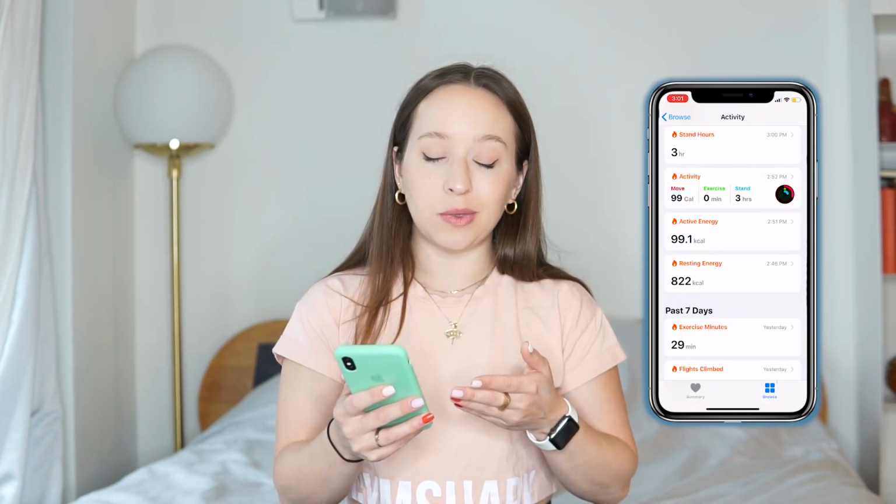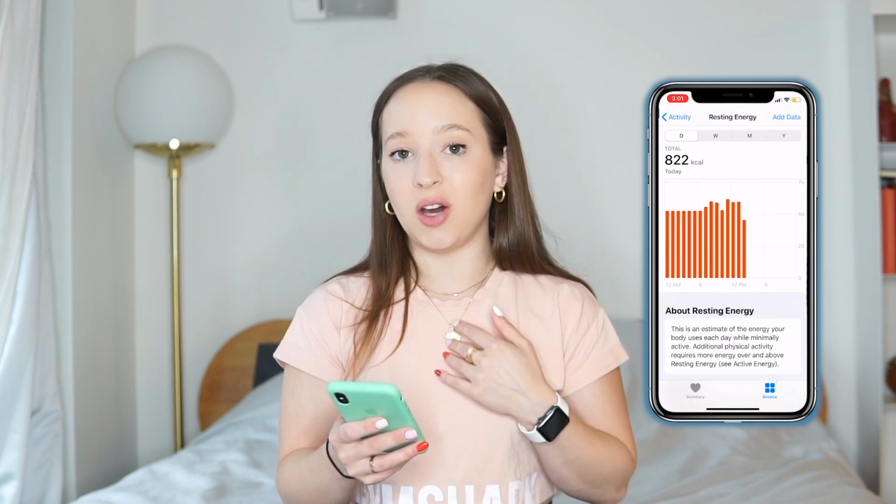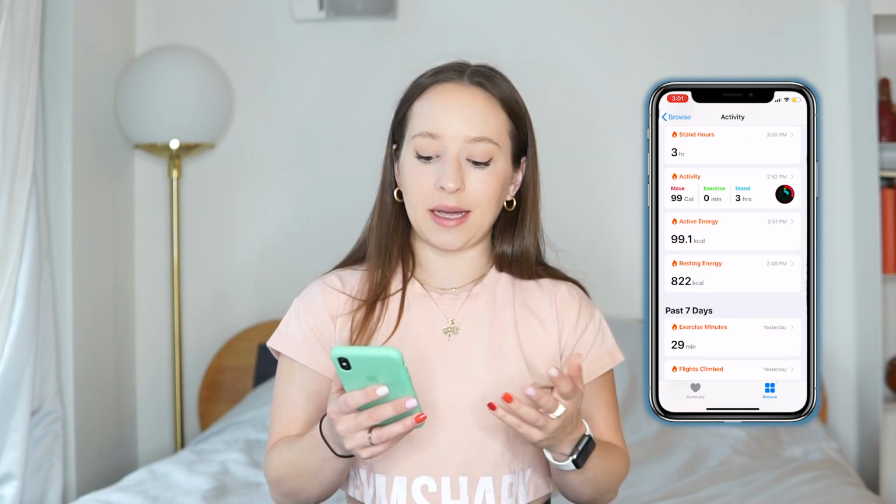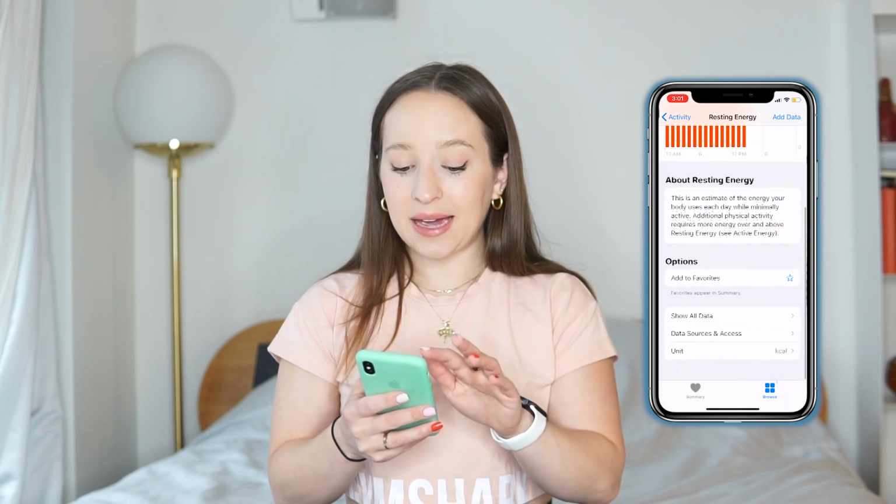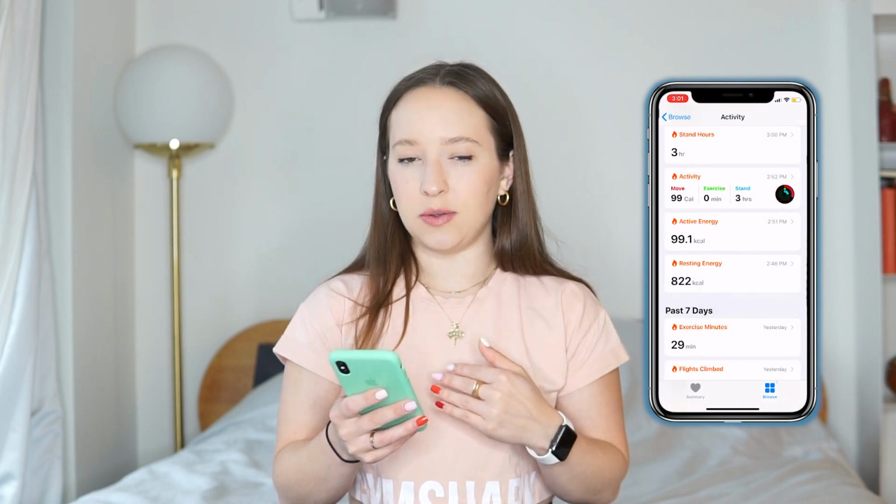Resting energy, this is pretty off. My resting energy, I know, is a little bit higher than this. I don't really know why this is off. But again, I guess it's important to say I don't personally use these that much.